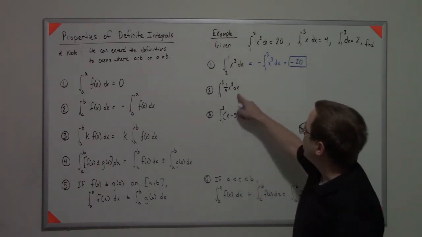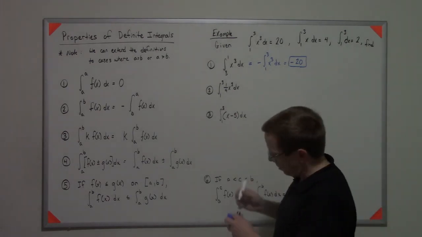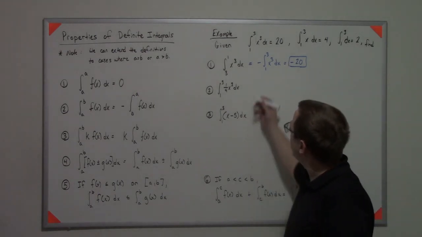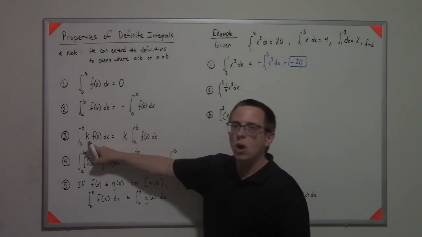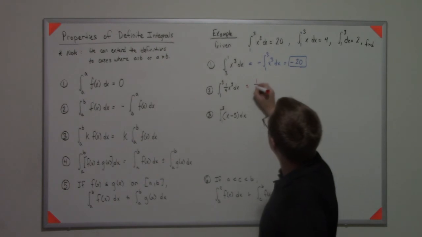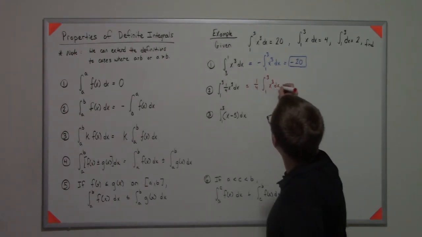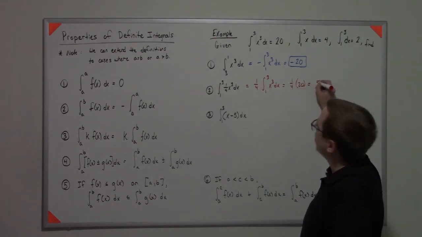Then coming down here, I have that 1/4. Property 3 tells me I have a constant multiple, so I can pull it out. That gives me 1/4 times the integral of x cubed dx, which is 1/4 times 20, which is 5.